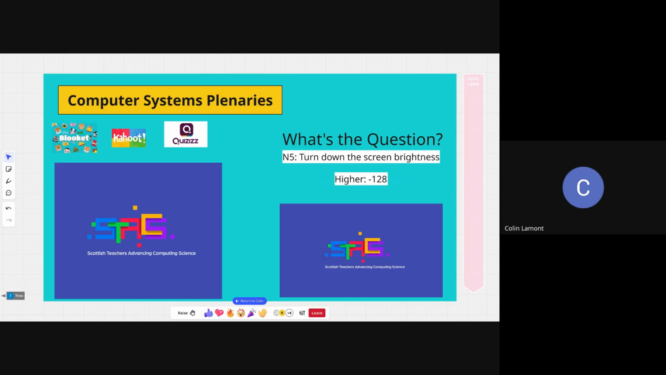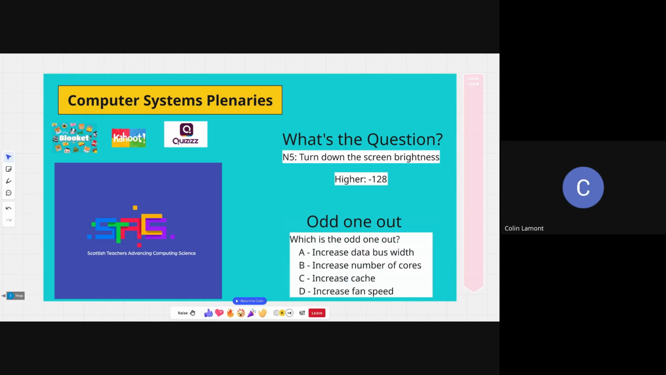Everyone loves an odd one out, a bit like the Bridge of Lies earlier. So you can give them 4 statements or 4 answers, and ask pupils to identify which one is the odd one out. So for example, with this one, we've got increase the data bus width, increase the number of cores, increase cache, increase fan speed. And again, a question like that provides a bit of differentiation.